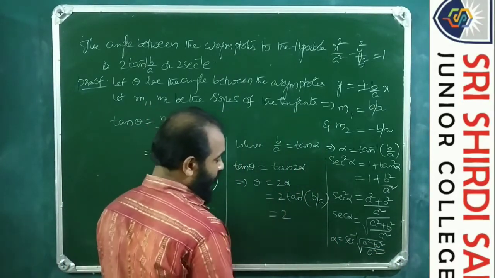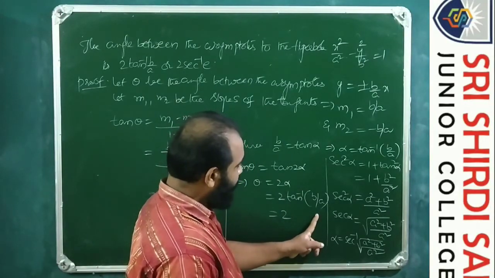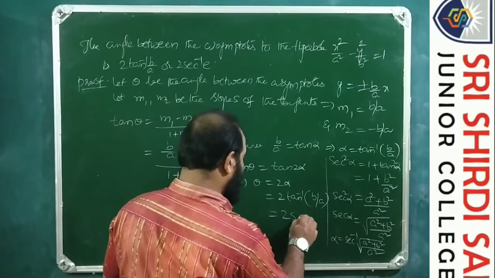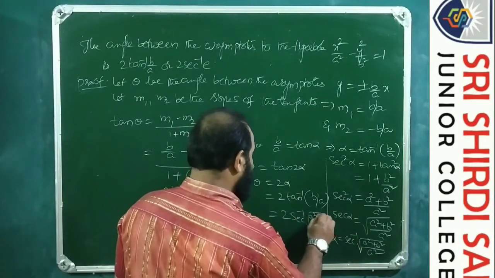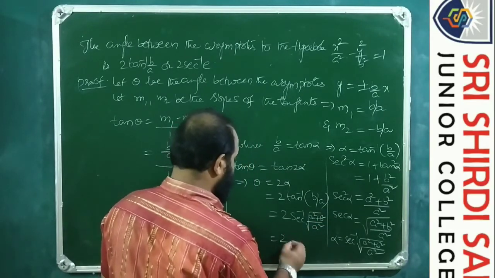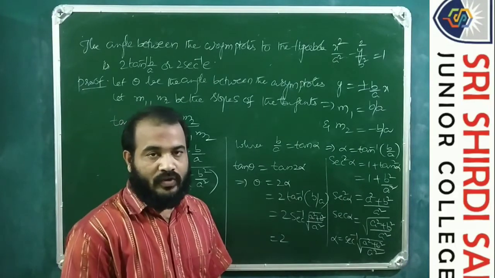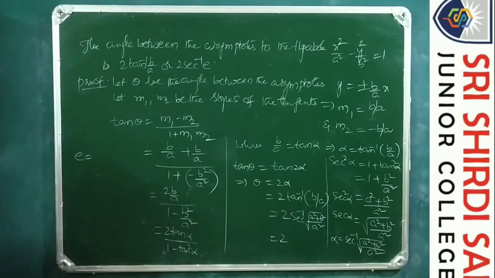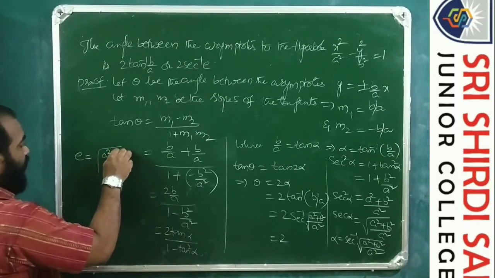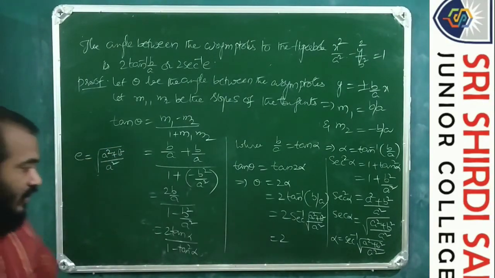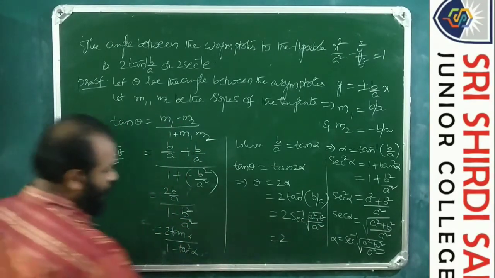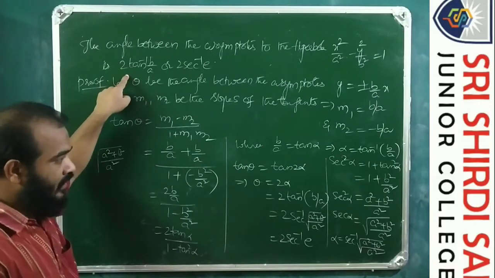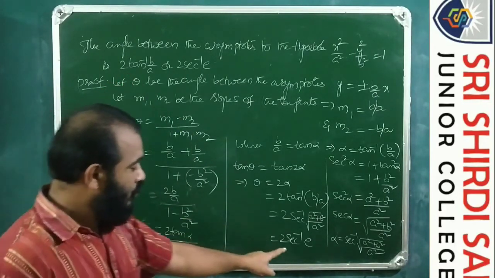So alpha equals tan inverse b by a, and the same alpha is secant inverse square root of (a square plus b square) by a square. For the hyperbola x square by a square minus y square by b square equals 1, we have the eccentricity e equals square root of (a square plus b square) by a square. So this is nothing but e. So 2 secant inverse e. So the angle between the asymptotes is either 2 tan inverse b by a or 2 secant inverse e.